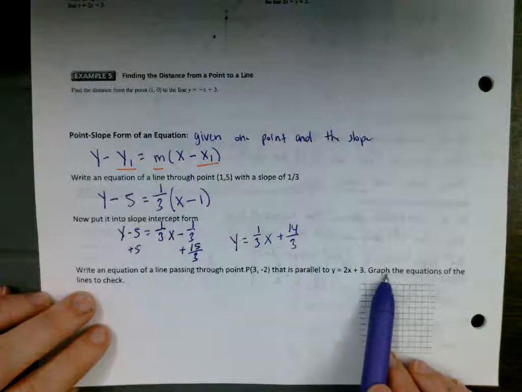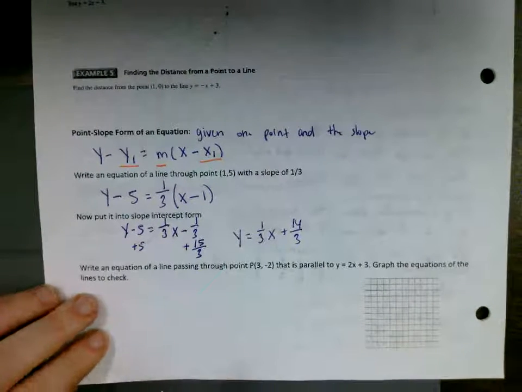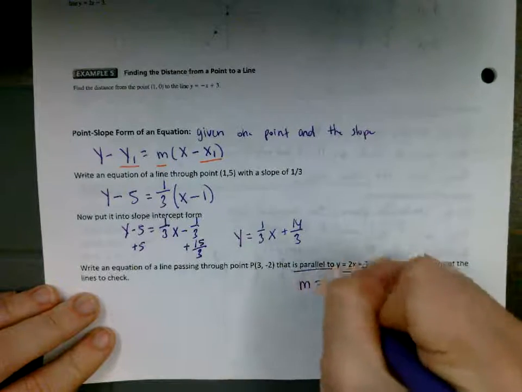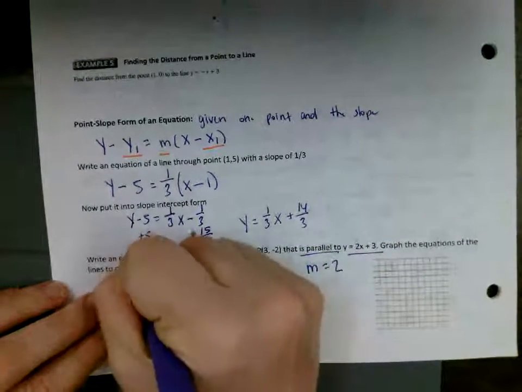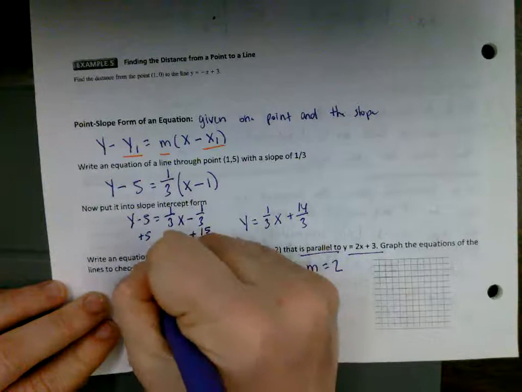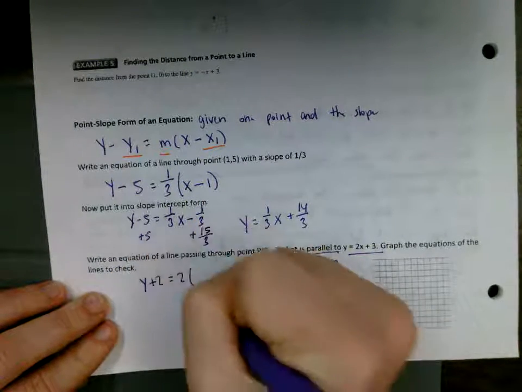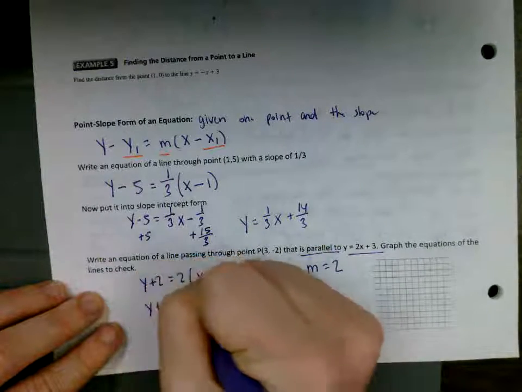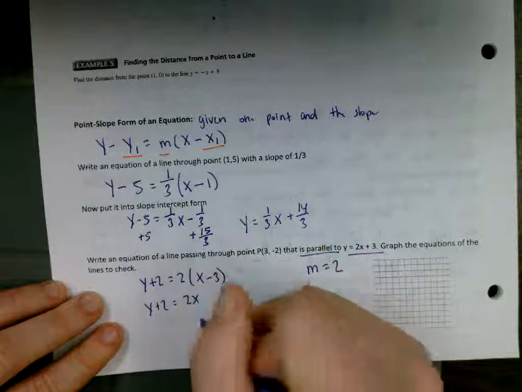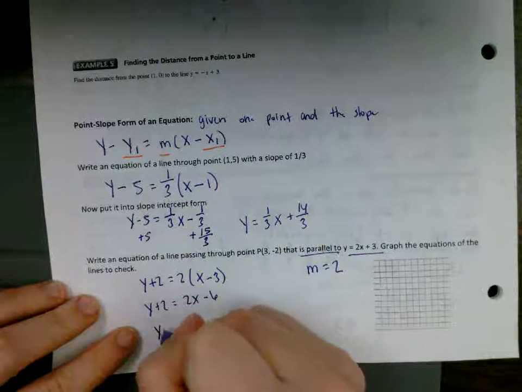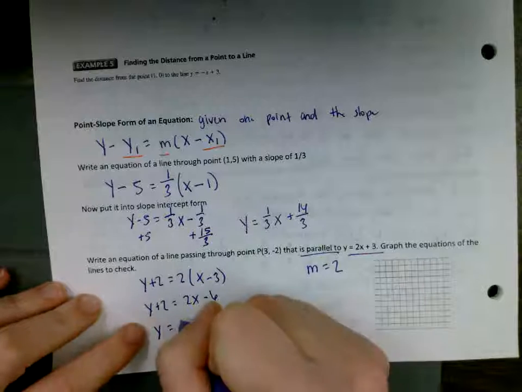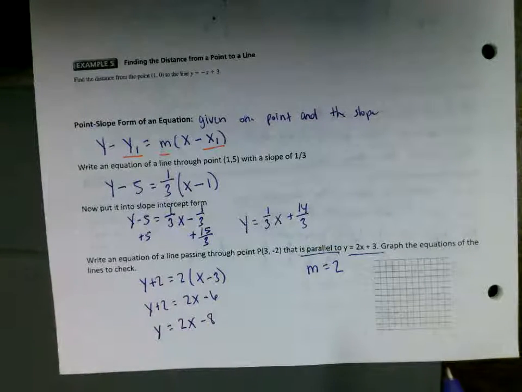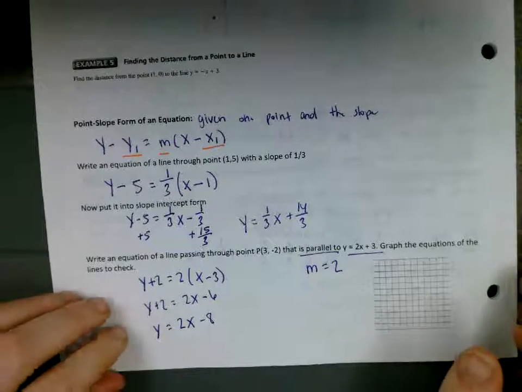Okay, so write an equation of a line passing through the point 3, -2 that is parallel to y equals 2x plus 3. Graph the equations of the lines to check. Okay, so this right here, parallel to this line, tells you that m is equal to 2. Okay, so you do y minus -2 becomes plus 2 equals 2 parenthesis x minus 3. Distribute your 2 through, and you're going to get 2x minus 6, subtract 2 from both sides, and you get 2x minus 8. Okay, I'm going to let you go ahead and graph that, but that's what you need there. Okay?